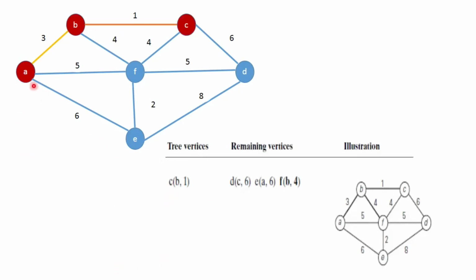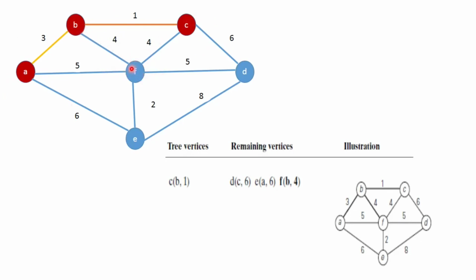Now you can see in the figure A, B, C right now are in the tree vertices. So which are the remaining vertices now? D, E, F. D's near vertex with the minimum edge distance is C, only C, whose distance is 6. E can connect only to A, so its near vertex is A and the minimum edge distance is 6. And F can connect to A, B and C, but its minimum edge distance is with B and C, but you have to choose one among these.